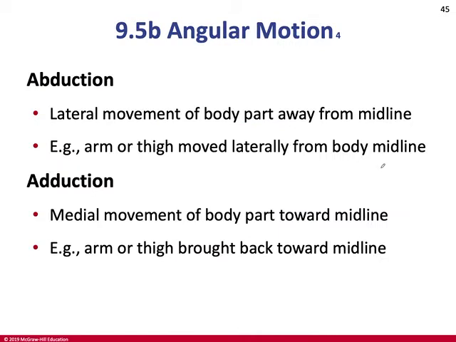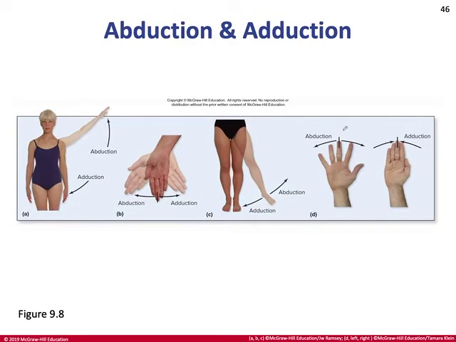Abduction is movement away from the midline of the body, the midline of the body being a plane that would cut the body into a right and left half, and adduction is movement back towards that midline. So examples are here. Abduction of the arm would be raising it away from your side, and adduction would be bringing it back. Abduction of the wrist, flipping the wrists laterally outward, and adduction would be flipping the wrist back to anatomical.